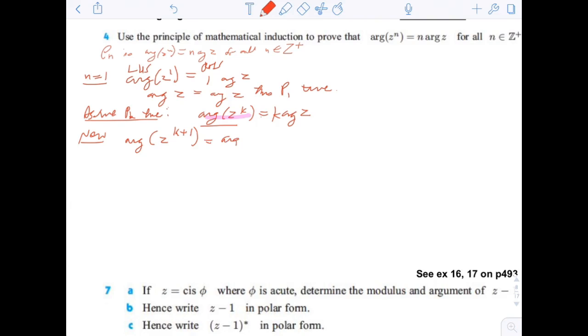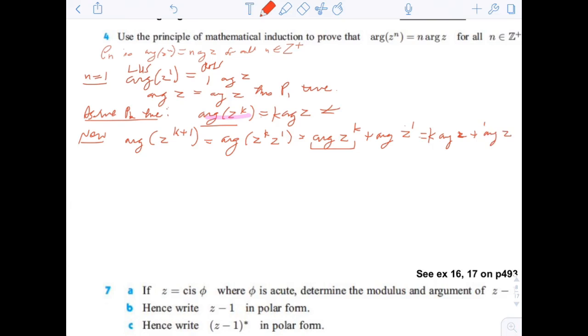Well, that's pretty easy to do with the exponent. We just separate it into z to the k times z to the 1. And then we know that the argument of two things that are multiplied together is equal to the argument of the first plus the argument of the second. And the argument of z to the k, we already know, is k arg z, because we assume this is true. And the argument of z is just argument of z.